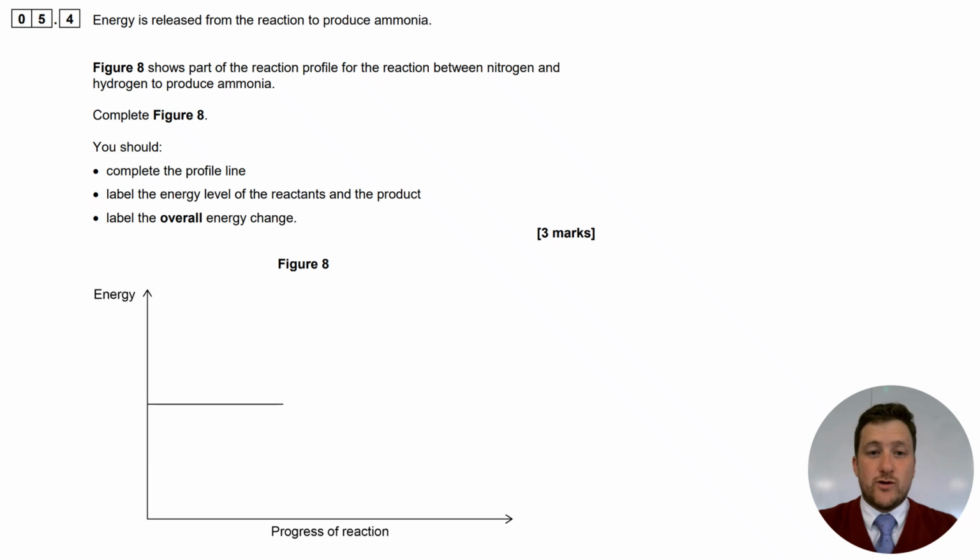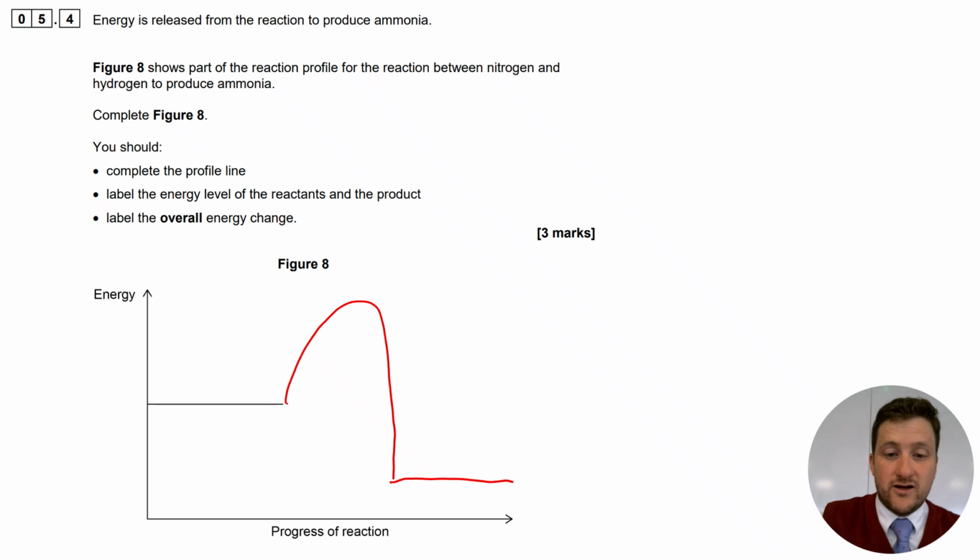Okay, this is your pretty standard question for an exothermic or endothermic energy profile diagram. We have this, and there are lots of bold bits, complete figure 8, but it says you should, and there are 3 bullet points, and they're really important. You can tick them off as you go, because you're going to get 1 mark for each one. So when it says complete the profile line, I would always say, how do we know it's exothermic or endothermic? Well, in the previous parts of the question, it tells you. It says the energy is released. You've already calculated parts of that, so you know it's an exothermic reaction, which means the line needs to go down here for the reactants and the products.